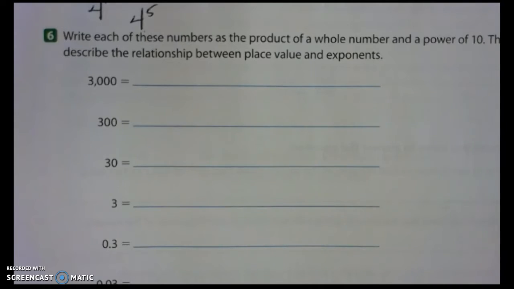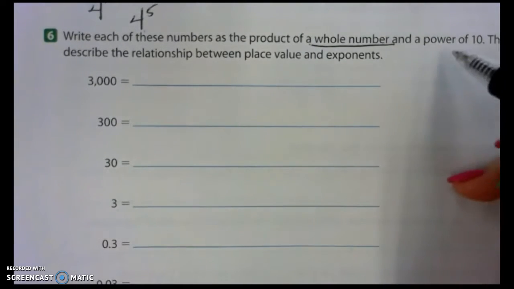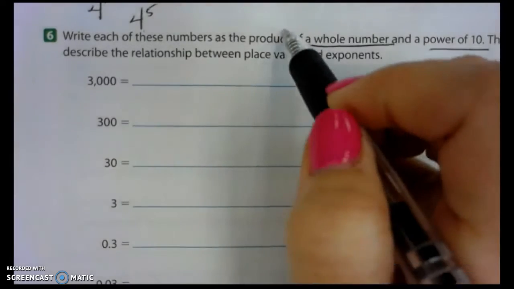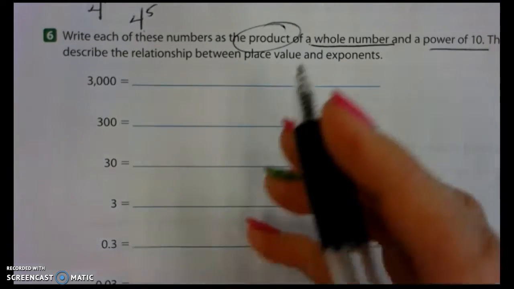On number 6, write each of these as the product of a whole number and a power of 10. Now, the word product tells us to multiply, so they want us to multiply a whole number and a base 10. Describe this relationship between place value and exponents. Now, base 10 is directly related to scientific notation. Basically, that is what we are doing here.